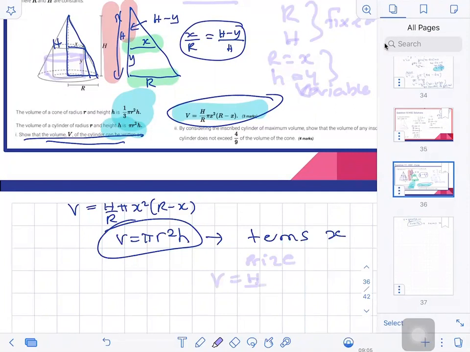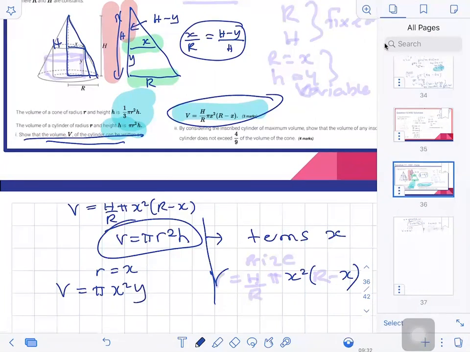The prize is V is H over R, that's constant, pi, x squared, then you've got R minus x, they're the variables, the x's and the V. Okay, so we need to get the r is equal to the x, and the h, the height of the cylinder, is y.